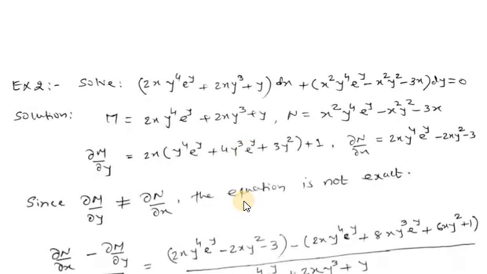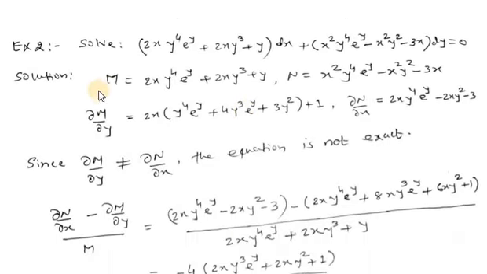Now we move on to example 2 of case number 2. We have to solve this differential equation. So first of all, we compare this differential equation with the standard form, that is m dx plus n dy equals 0. So by comparison, we have m equal to this whole function, and then n equal to this whole function of x.